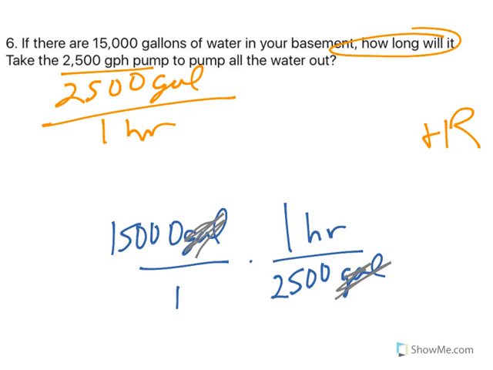These gallons cancel out. I'm going to divide, and it's going to take 6 hours for all that water to get pumped out of your basement. That's a lot of water. And that is some work with rates.